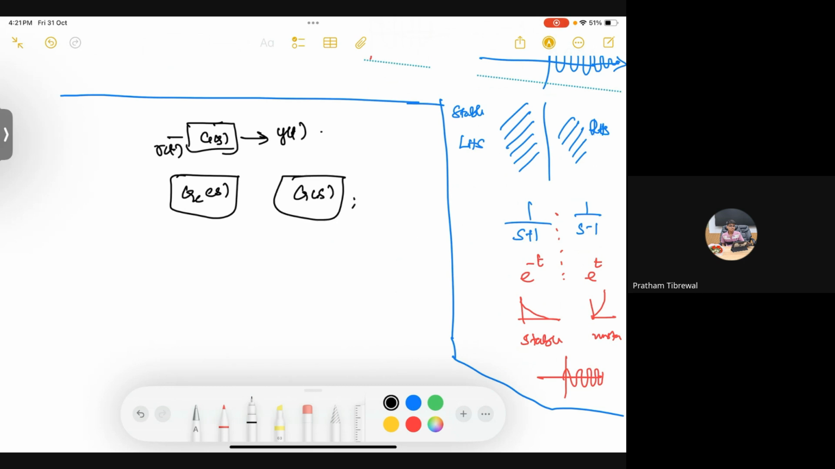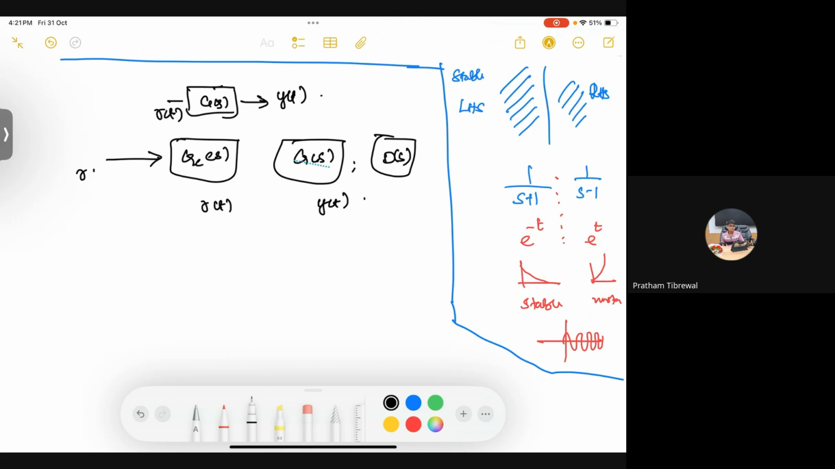And I'm adding a disturbance D of s, some external disturbance. I'm pushing this disturbance into the system, either to make the system unstable or with some intention. And I'm keeping R of t as input and Y of t as output. So this is my entire system. For example, I have a controller in the open loop system, and I'm pushing this D of s into the system. So there is a disturbance in the system.